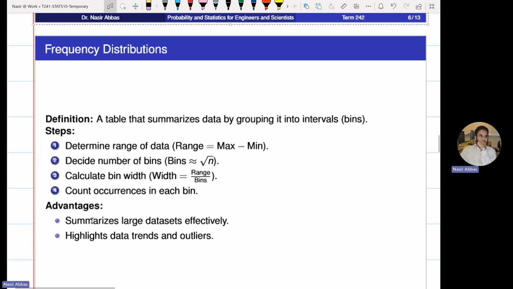So suppose I have a data here. Let me take a hypothetical data. 2, 4, 7, 3, 4.